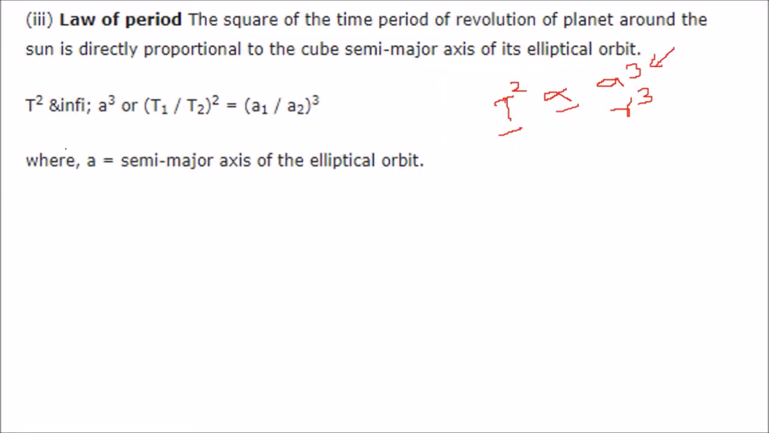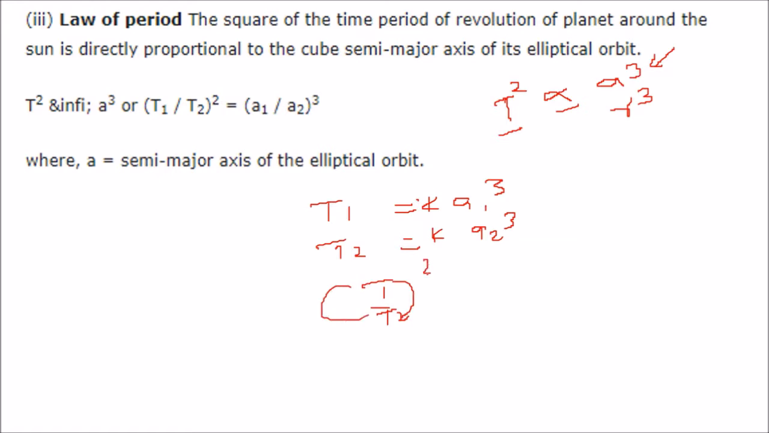So T square is directly proportional to a cube. So you can say for T1 time, it is equal to k a1 cube. For T2 time, we have again k a2 cube. So if you divide these two, (T1 by T2) whole square is equal to (a1 by a2) whole cube, where a is the semi-major axis of the elliptical orbit.